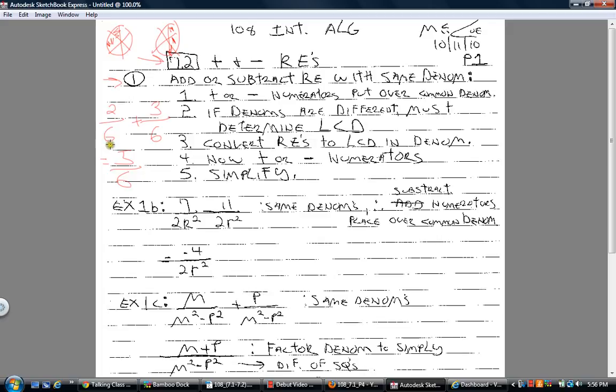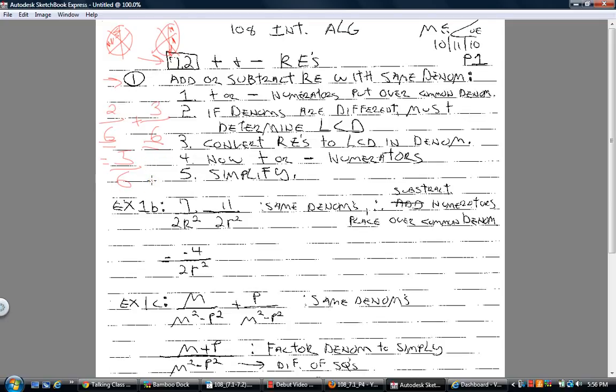But why were we allowed to do that? What can I say about the denominators? They were the same. That slice of pie was the same. So you always have to have the same denominator. We're going to start off with easy ones here. When you already have rational expressions with the same denominators, you simply add or subtract the numerators, the top half, to get your results.